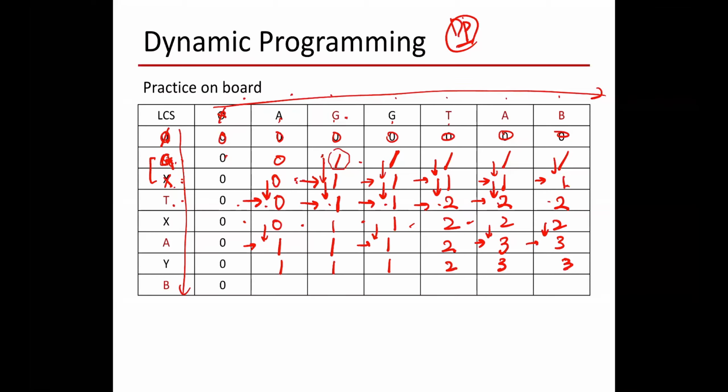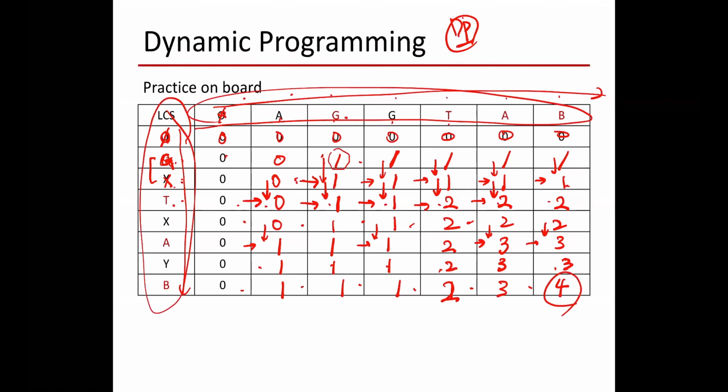Then B, either of 2, bigger number, for each of these. Okay, now I match. Either of 2, bigger number plus 1. Okay, so for input L1 and input L2, the LCS is 4. Oh, I just found the answer.